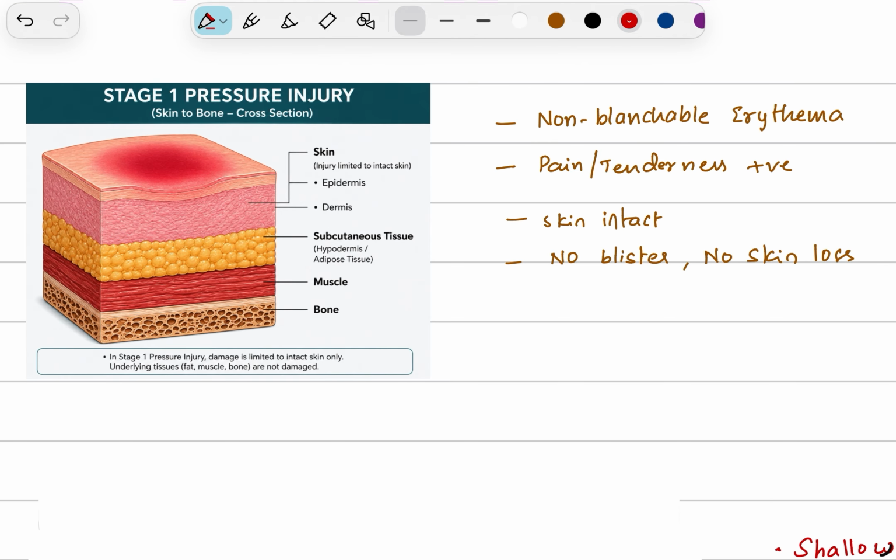Now coming to the fourth stage. In the fourth stage, the simple thing is epidermis is injured, dermis is injured, subcutaneous is also injured. Now the ligaments, tendons and bones are exposed. Ligaments, tendons and bones are exposed. Are you understanding? Yeah. So these are the 4 important stages.